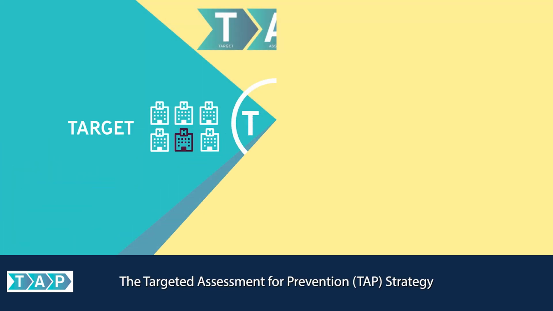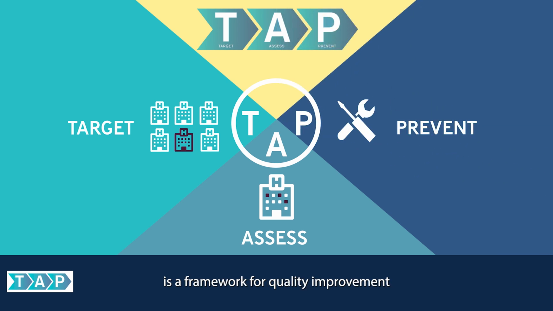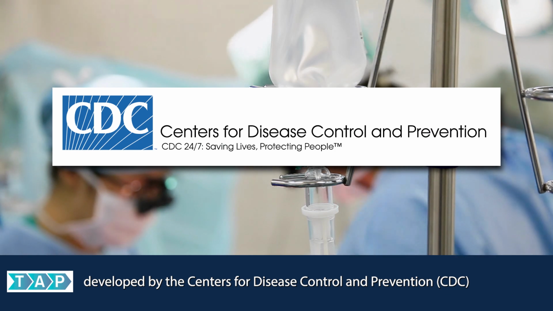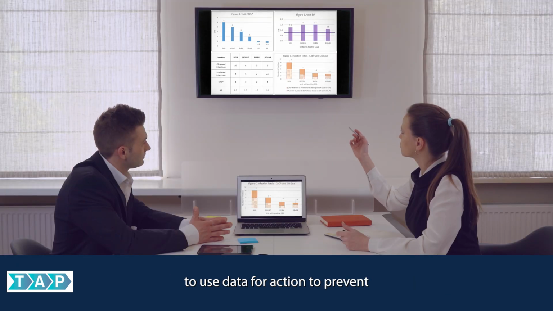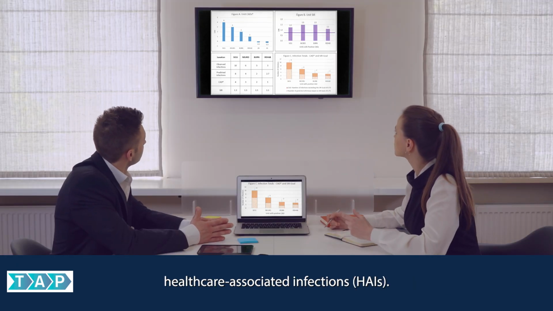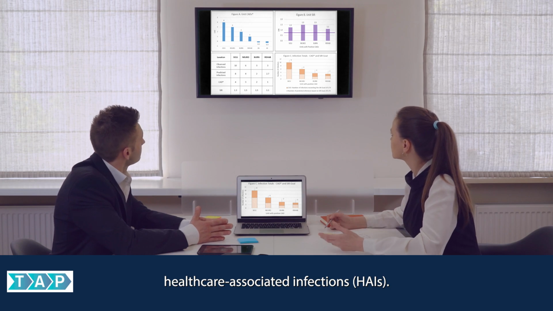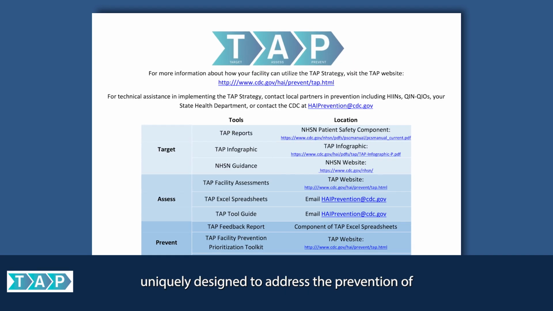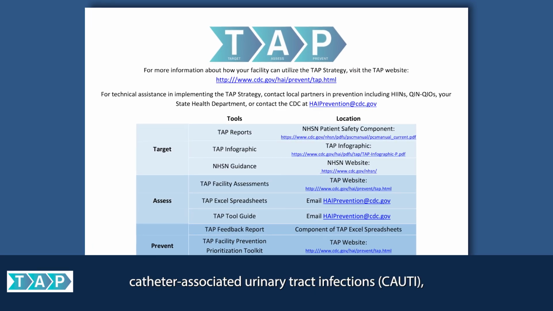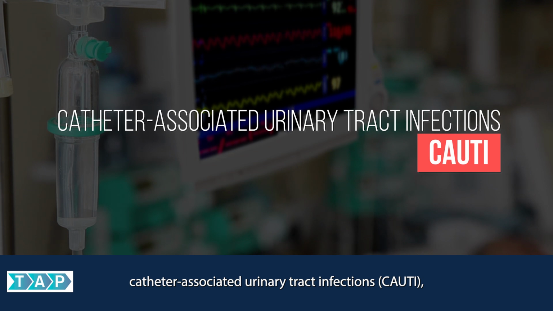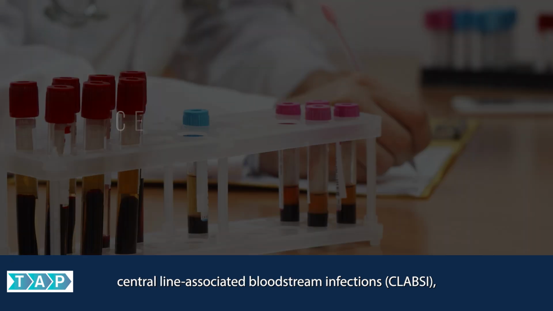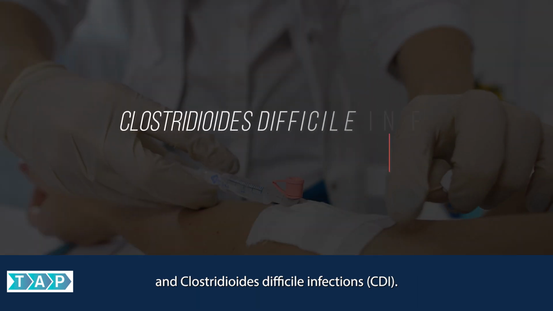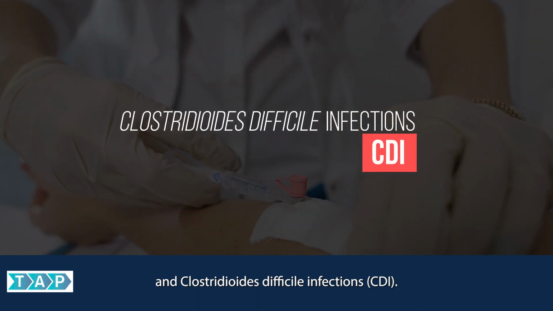The Targeted Assessment for Prevention, or TAP strategy, is a framework for quality improvement developed by the Centers for Disease Control and Prevention, the CDC, to use data for action to prevent healthcare-associated infections, or HAIs. The strategy is supported by a suite of tools and resources uniquely designed to address the prevention of catheter-associated urinary tract infections, CAUTI, central line-associated bloodstream infections, CLABSI, and Clostridioides difficile infections, or CDI.